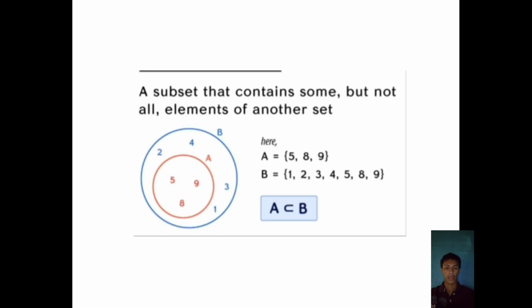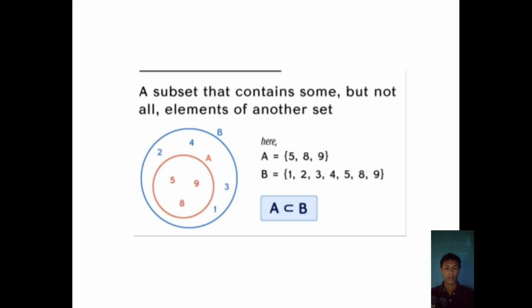subset. So let's try to look at the Venn diagram of a proper subset. So the definition of a proper subset, so ibalik, a proper subset contains some but not all elements of another set. So if you look at the presentation, we have two circles, the bigger and the smaller. So we label the bigger circle as the set B and the smaller circle as set A.